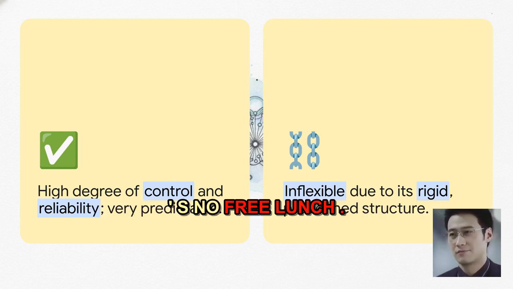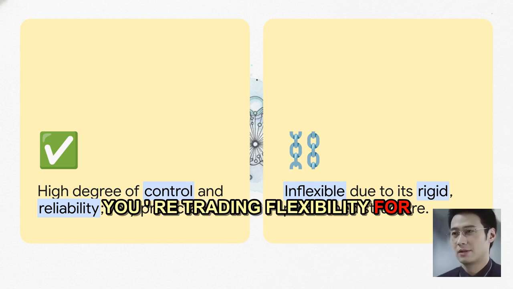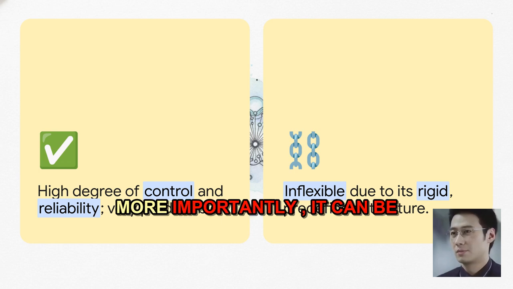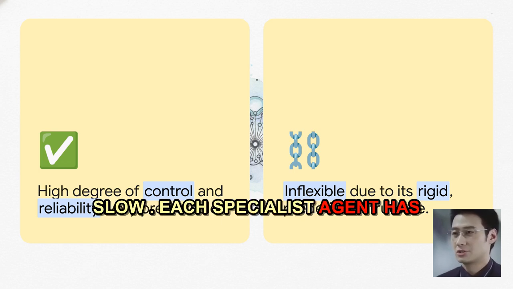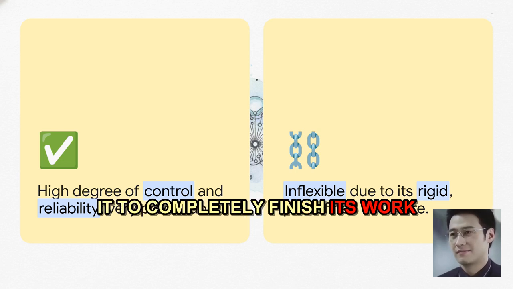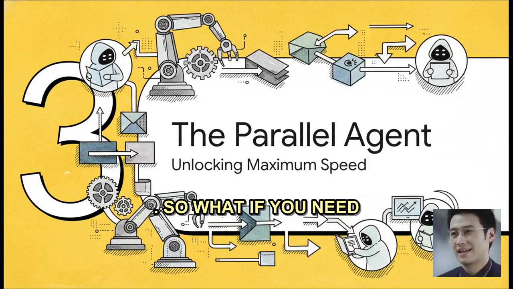But there's no free lunch. You're trading flexibility for all that control. The structure is pretty rigid. And maybe more importantly, it can be slow. Each specialist agent has to just sit there and wait in line for the one before it to completely finish its work. So what if you need that control and reliability, but you just can't afford to wait?